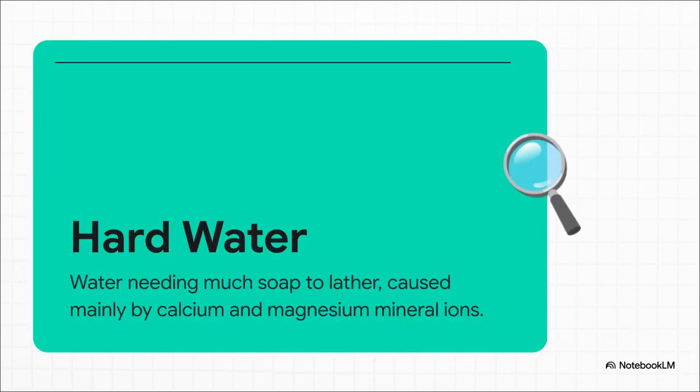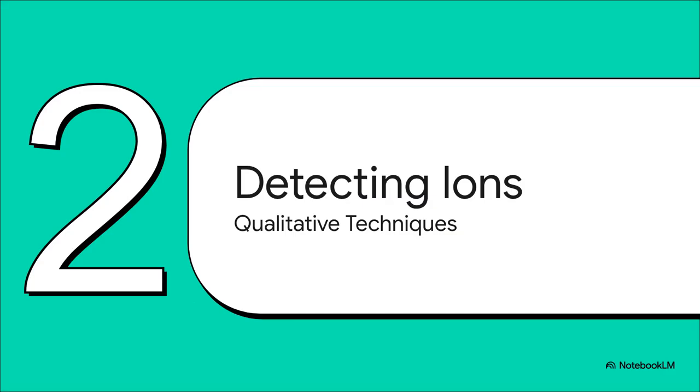To ground this science in your everyday life, let's talk about something you've probably experienced: hard water. If you've ever found it super difficult to get a good lather or froth going with your soap, you're dealing with hard water. This hardness is caused by the presence of mineral ions, specifically calcium and magnesium cations. And not only do these invisible ions totally mess with the washing action of your soap, but when you heat them up, they can cause that stubborn, crusty mineral scale to form on the insides of your water pipes and your kitchen kettles. All right, Section 2, detecting ions using qualitative techniques.